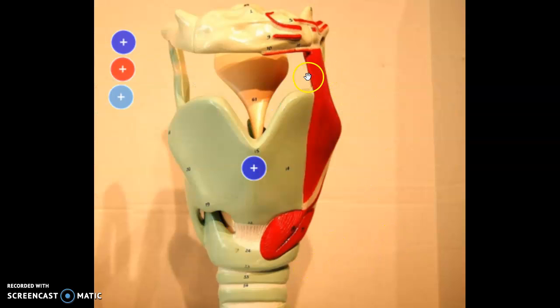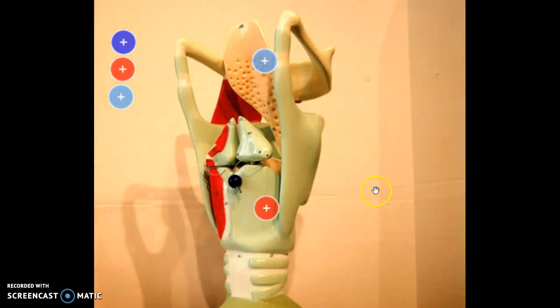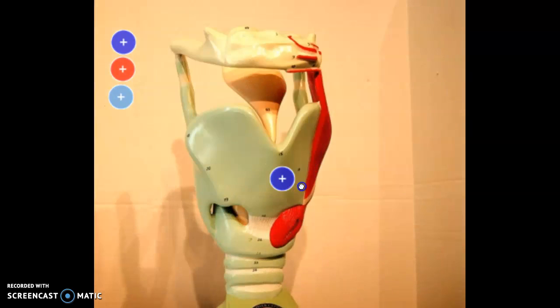So this is the larynx model. The thyrohyoid membrane is missing right here, so you can see the backside. And the first structure we should talk about is the hyoid bone right here. It's supporting, we have the lesser horns right there. And if I spin it around, I have the greater horns right there.